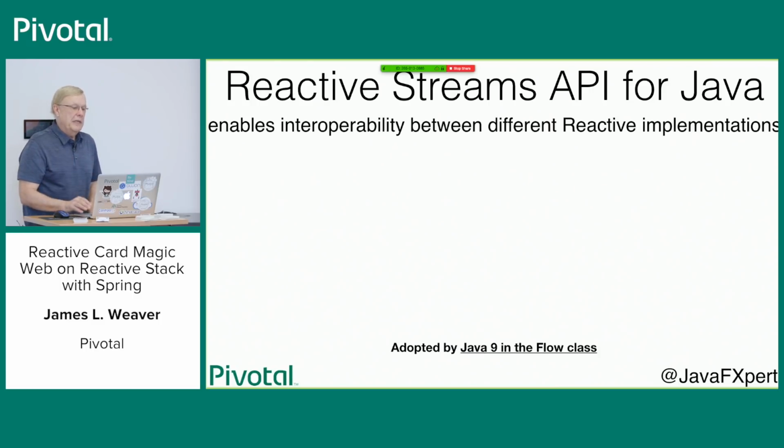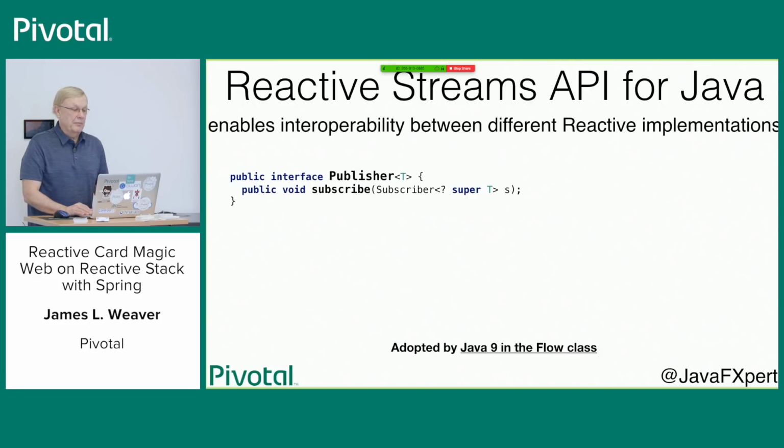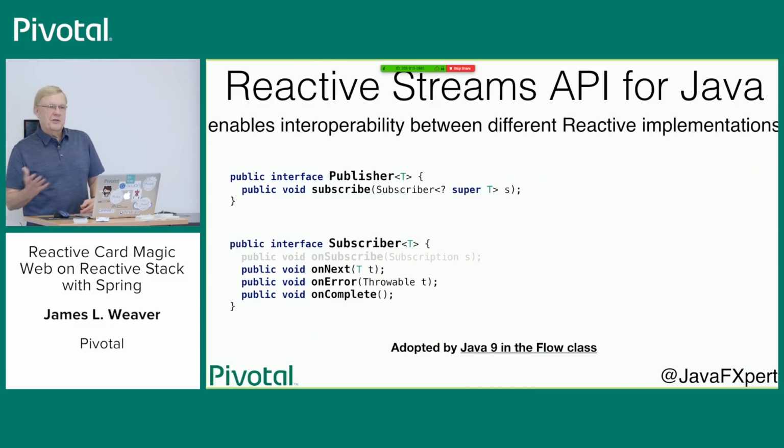So this Reactive Streams API for Java then enables that interoperability. So there are 4 interfaces. One is called Publisher, and that's the origin of a stream. So a publisher would be the origin of a stream and would publish a stream, and you can subscribe to that stream by calling the subscribe method. And then there's a subscriber, so that's the other end, that's the consumer. And you can then say, okay, I want to subscribe to this particular publisher.